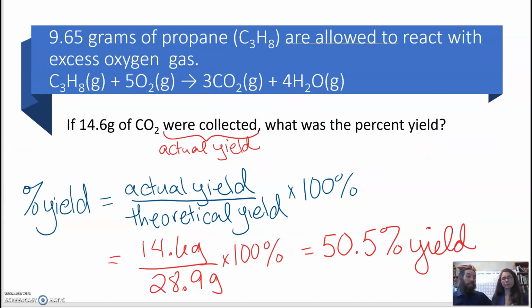So again, they told us how much was collected, and if you were working in a lab, you would be measuring this amount, your actual yield. So we have our actual yield at 14.6 grams, what you actually got, over the theoretical yield. That's what we calculated, the 28.9, times 100, and we ended up with a 50.5% yield.